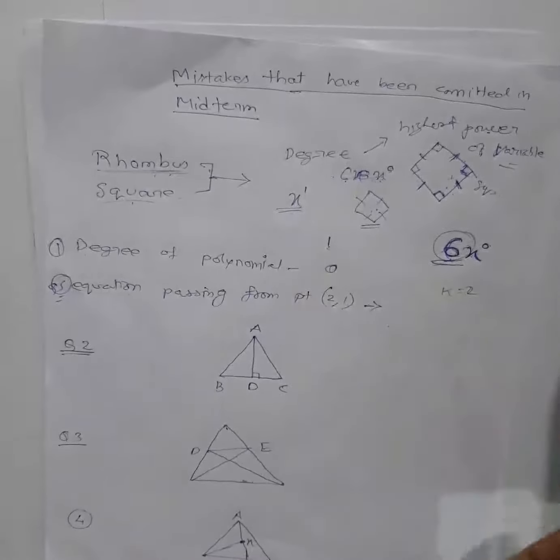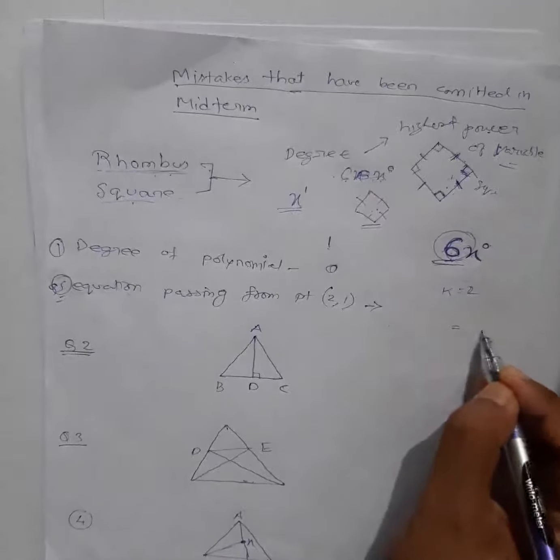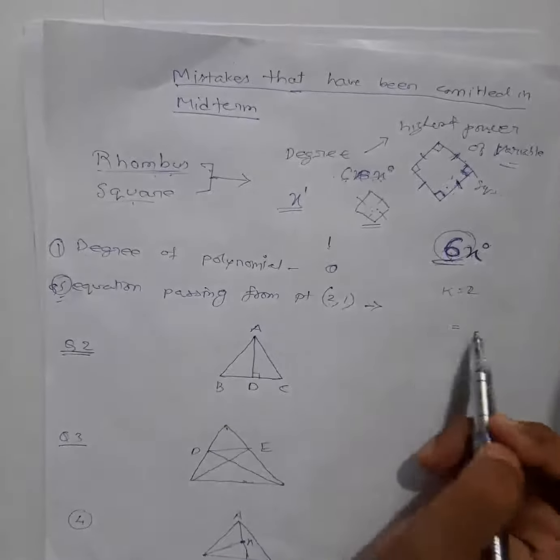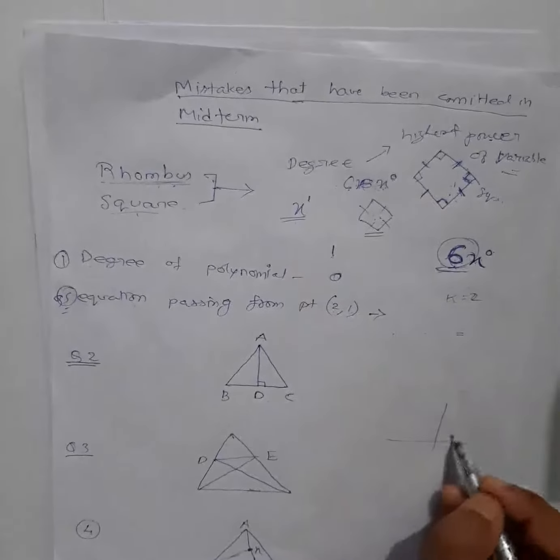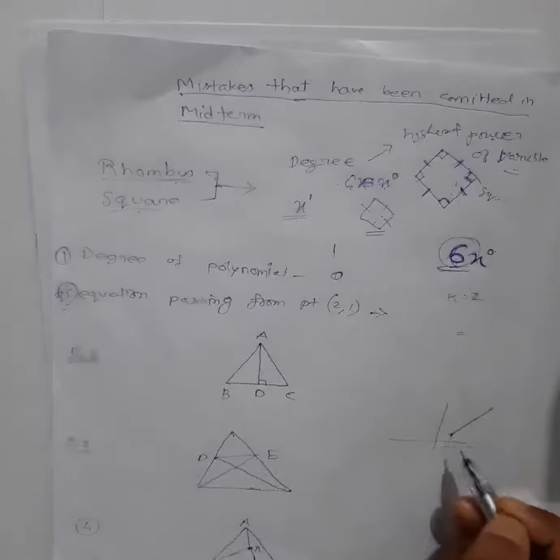If you have to write an equation, what does that mean? I told you an equation is nothing but a linear equation. It is nothing but a straight line. It represents a straight line in a graph, right? So a straight line in a graph means, and how does a straight line used to go?